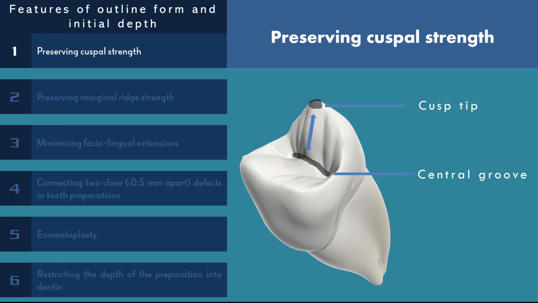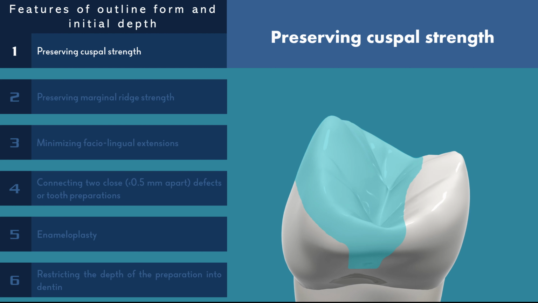So we have to measure the distance from the central groove to the cusp tip, because the cuspal strength and the preservation of the cuspal strength depends upon the extent of the tooth preparation from the central groove towards the cusp tip. At this stage, we have to understand something called cusp capping. What is this cusp capping?